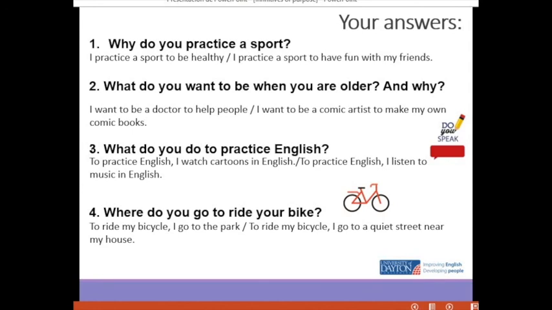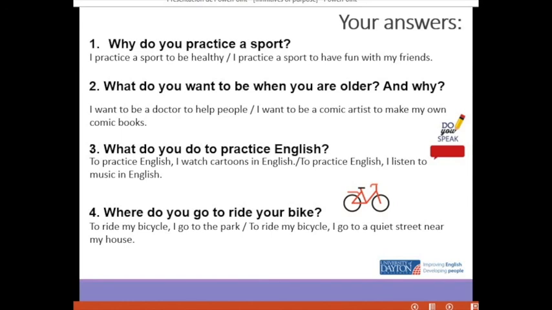Number 2, what do you want to be when you are older? I want to be a doctor. Why? To help people. I want to be a comic artist. Why? To make my own comic books. That is the reason. Do you know comics? Like Batman and Superman? So I want to be a comic artist to make my own comic books.